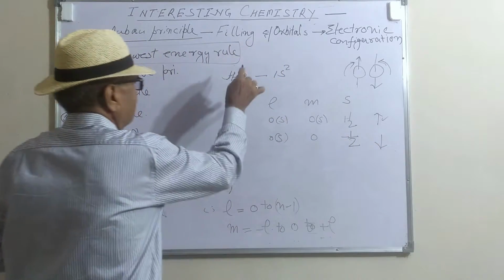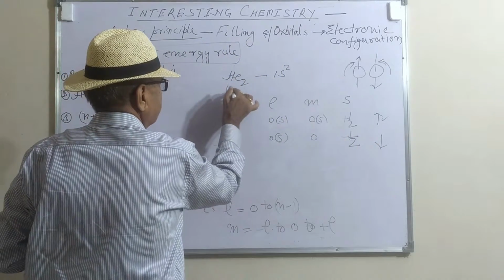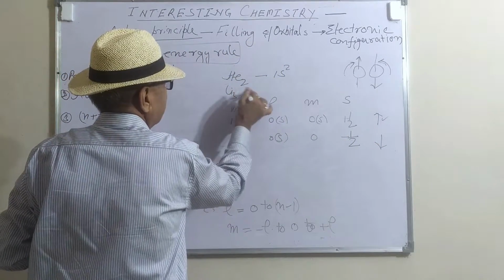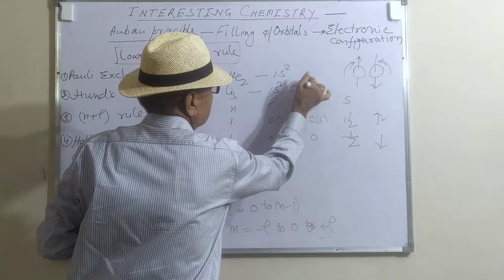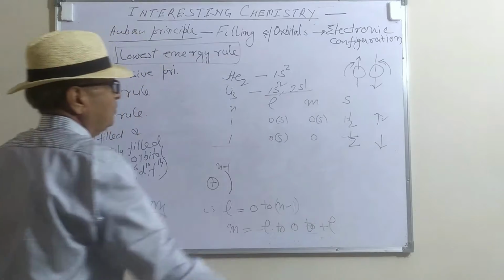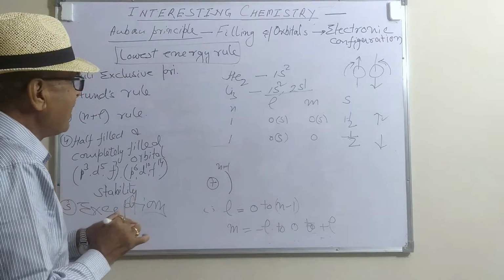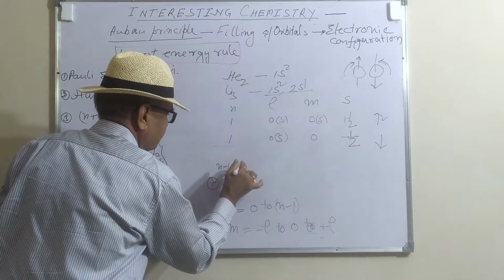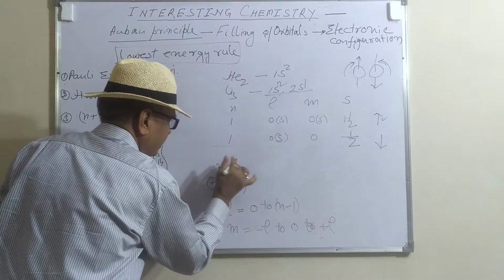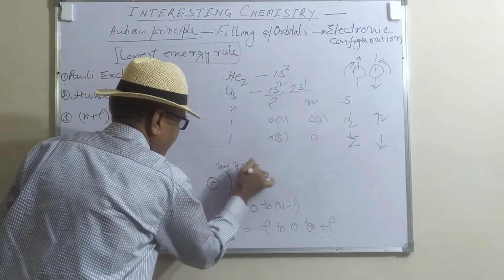Now suppose you take lithium, 3, with 1s2 and 2s1. 1s2, 2s1. So find out the values.